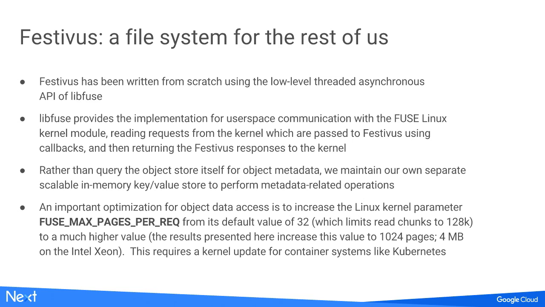So what is Festivus? It uses the asynchronous API of libfuse in the Linux kernel. The kernel does callbacks to this user space code. When you do a system call like open in the kernel, it knows to talk to the fuse module, calling the open stub inside of that code, and doing the right thing over HTTP to the object store.